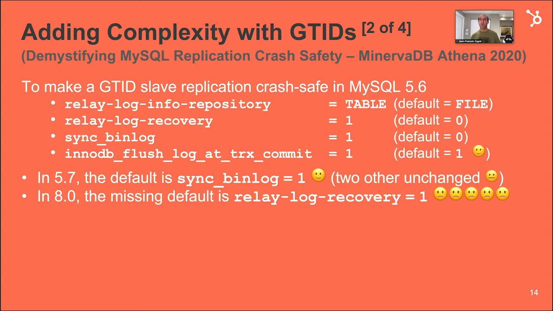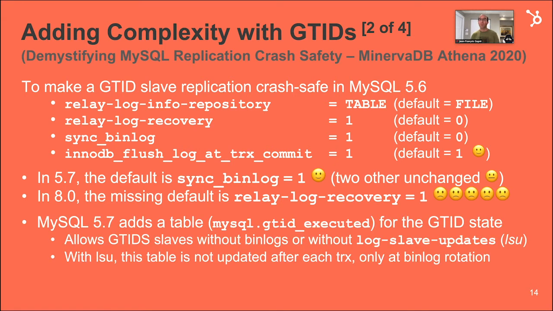So make sure that if you want replication crash safety with 8.0, you change this parameter to make sure that MySQL will restart correctly after a crash. So MySQL 5.7 adds a table. It's the mysql.gtid_executed table for tracking the GTID state.